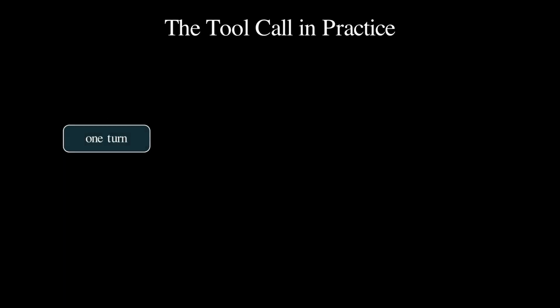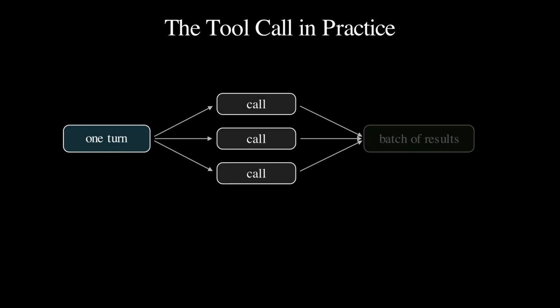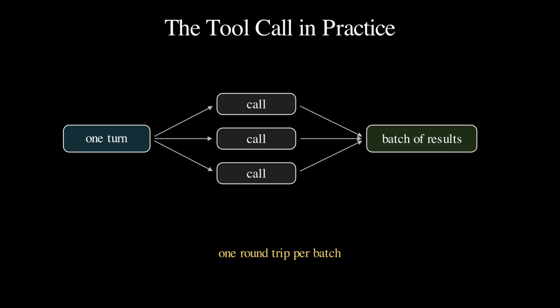A single turn need not carry a single call. When a task fans out into independent subtasks, fitting 5 candidate expressions, querying 3 data sources, a frontier model can emit several tool calls at once. The loop runs them concurrently, appends all the results as a batch, and reinvokes the model once. The round trips collapse from 1 per call to 1 per batch, and the model reasons over the whole set together.